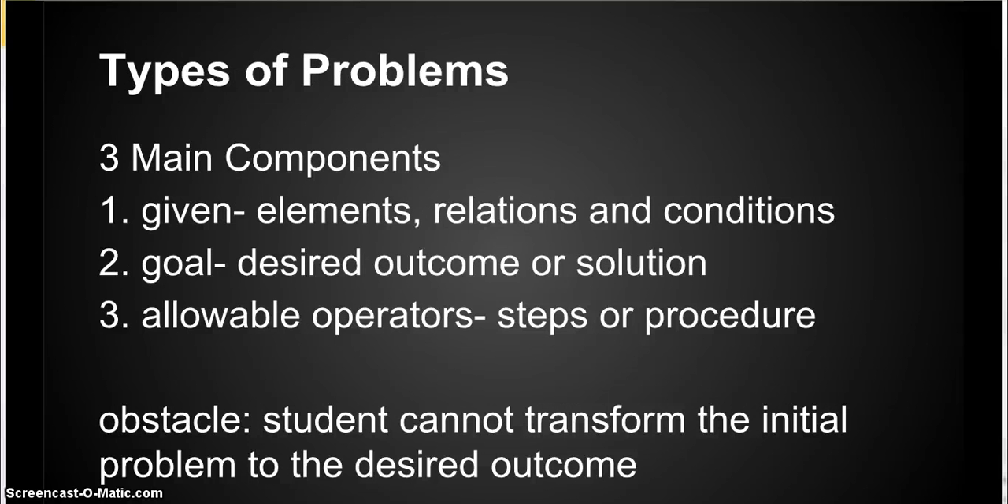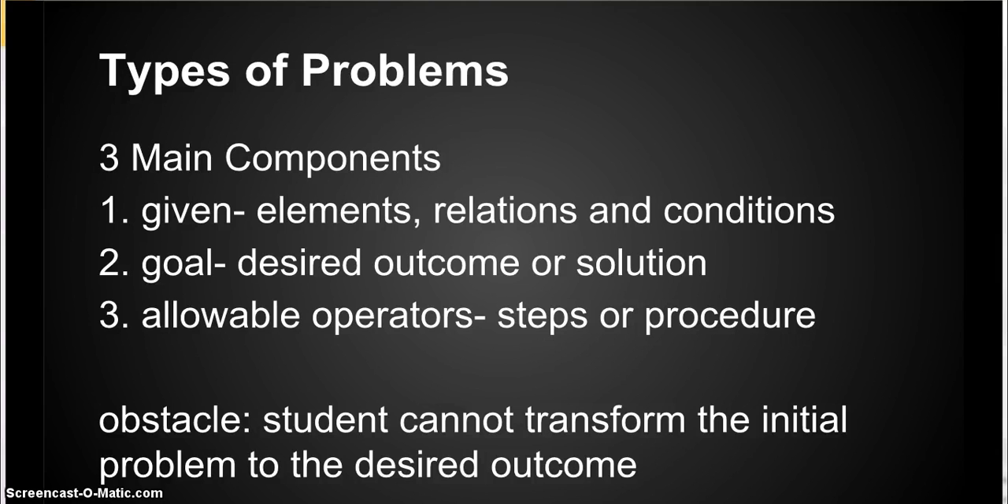Now, the different types of problems have three main components: givens, goal, and allowable operators. For the givens, this included elements, relations, and conditions that help initiate the problem. So it would pretty much set up the path towards the solution. The solution was the goal. The goal was any desired outcome or solution, and the allowable operators were the steps or procedures that will help you transfer from the given to the goal.